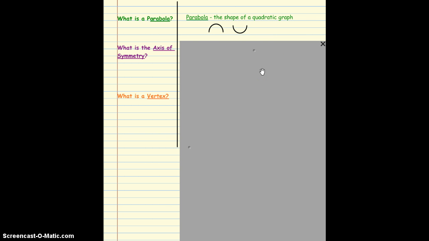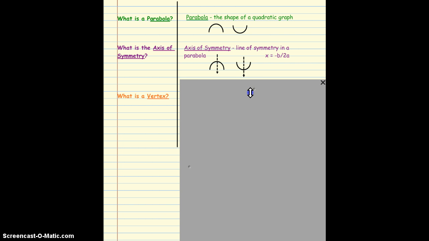Second definition we need is what is the axis of symmetry? Well, the axis of symmetry is the line of symmetry in the parabola. It goes right in the middle, dividing the parabola in half. And the equation for finding x, where this axis of symmetry is, is negative b divided by 2a. So we need the a and b values of a quadratic equation.